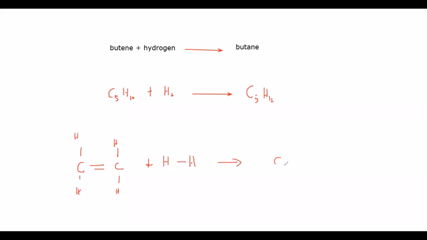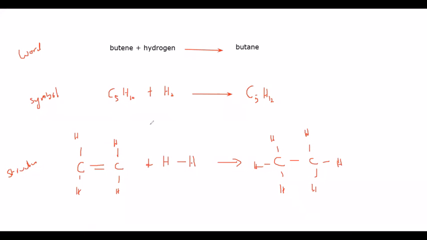So in the product, the double bond will break into a single bond, and the two hydrogen atoms are added to the carbons which have a double bond between them. That will be the product. So the question can come in different manners: sometimes completing a word equation, sometimes completing a symbolic equation, and sometimes drawing the structure of the product, but all use the same concept, the same idea.